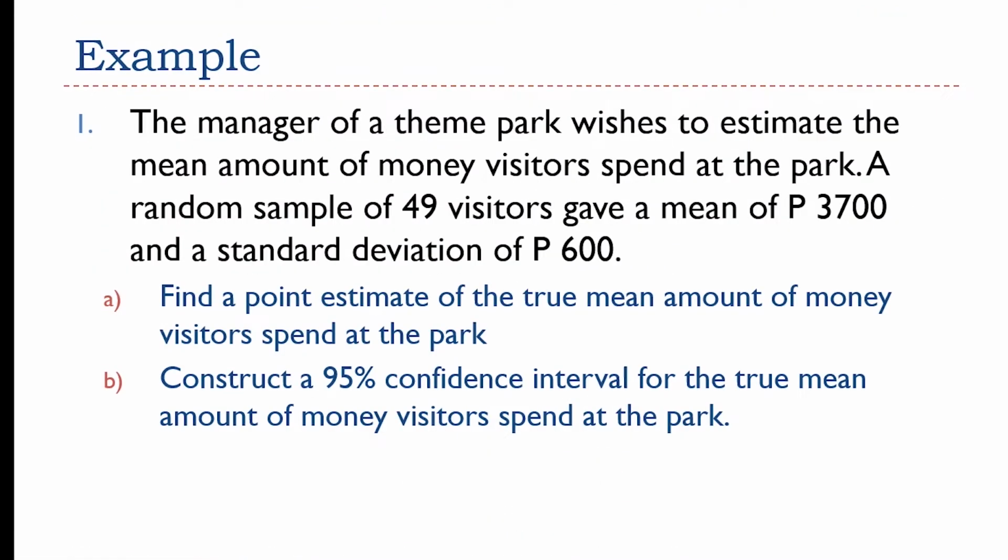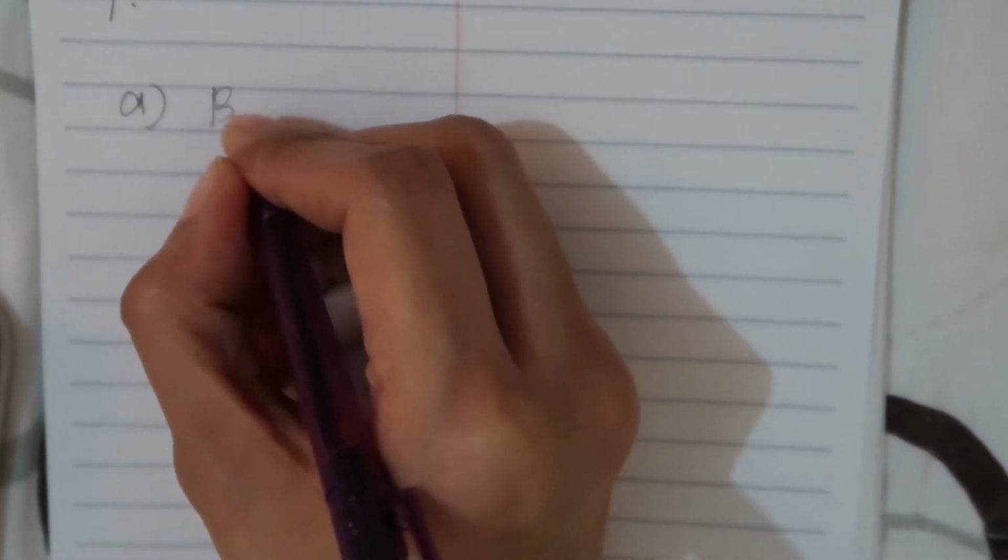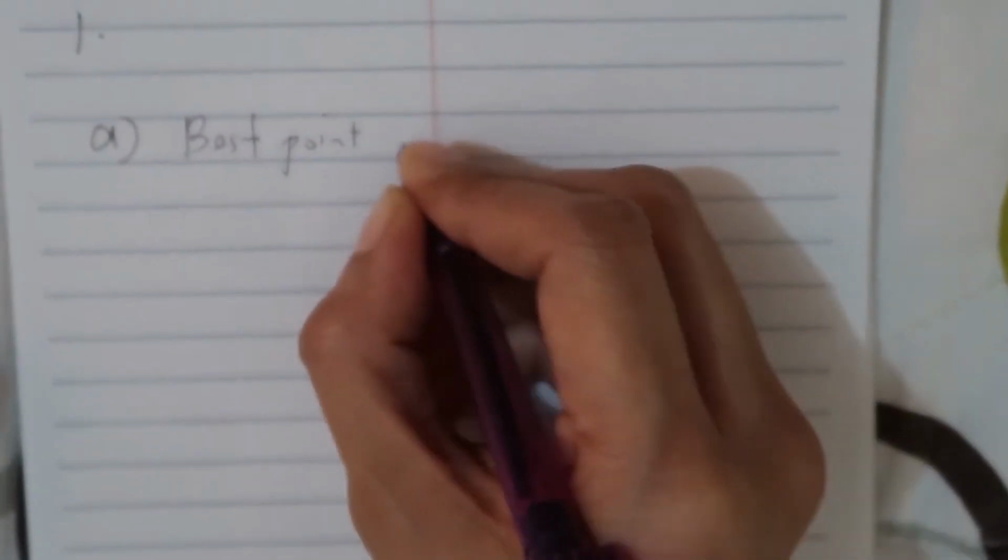Okay, let's start with the first example. The manager of the theme park wishes to estimate the mean amount of money visitors spend at the park. A random sample of 49 visitors gave a mean of 3,700 and a standard deviation of 600. So find A, the point estimate of the true mean amount of money visitors spend at the park, and B, construct a 95% confidence interval.